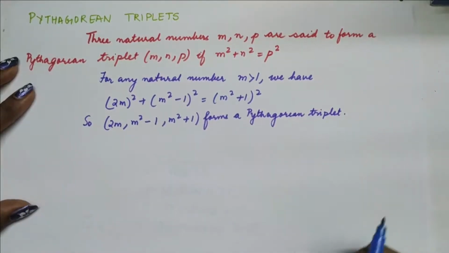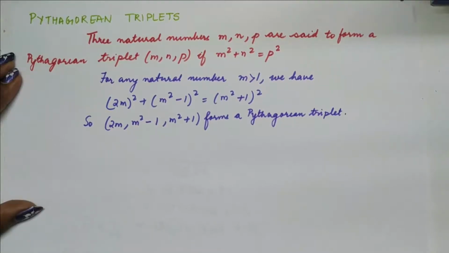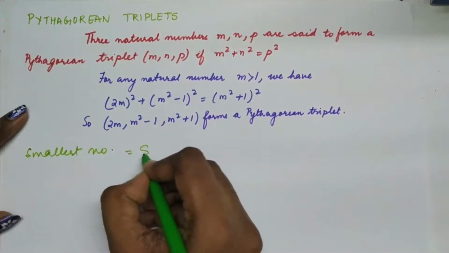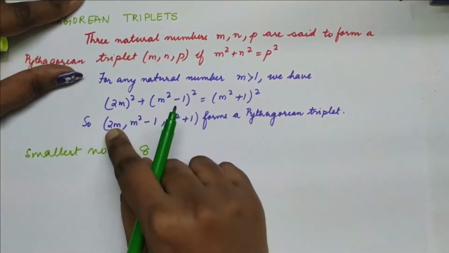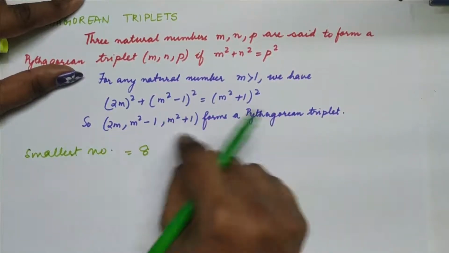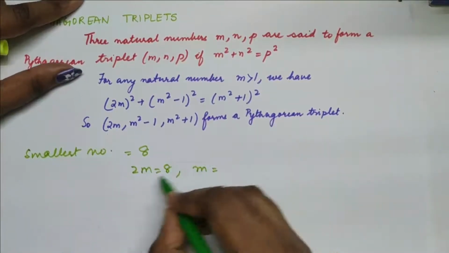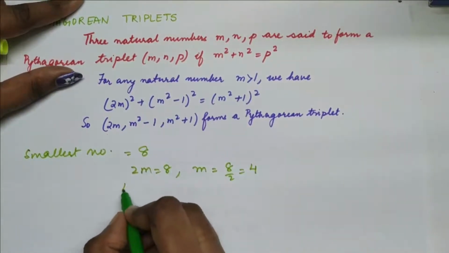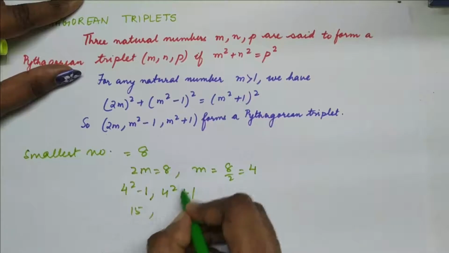Now, I know you might be feeling a little confused. So when I show you an example, you will understand what I mean. Suppose we have to write the Pythagorean triplet whose smallest number is given to us as 8. Out of the three numbers 2m, m square minus 1 and m square plus 1, you remember this. So let us assume that 2m is equal to 8. So you can easily get the value of m, that is 8 by 2, 4. Now you can also get the other two values. How? 4 square minus 1 and 4 square plus 1, that is 16 minus 1 is 15, 16 plus 1 is 17.